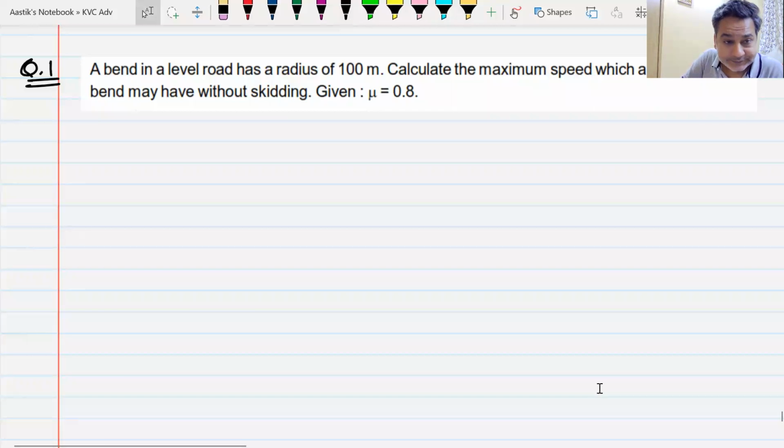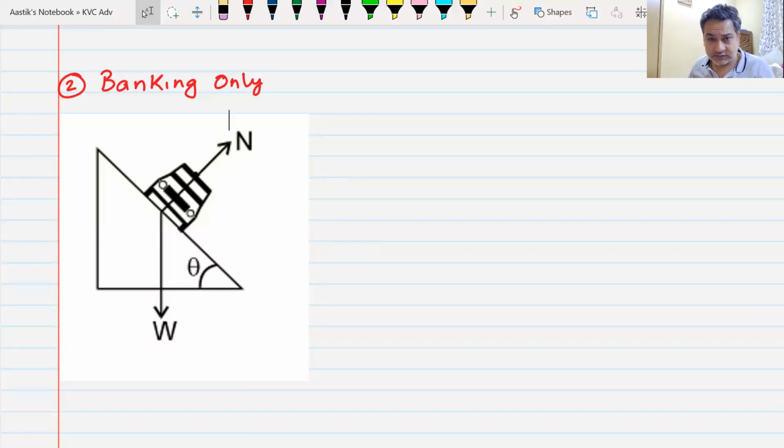Banking of roads. Turning of vehicles using banking of roads. If you have gone on an expressway or a highway, I guess there are lots of expressways and highways in Hyderabad, you will see when there is a turn, the road becomes like this. If it is a turn on the left hand side, the road becomes like this. If it is a turn on the right hand side, the road becomes like this. Have you seen this?